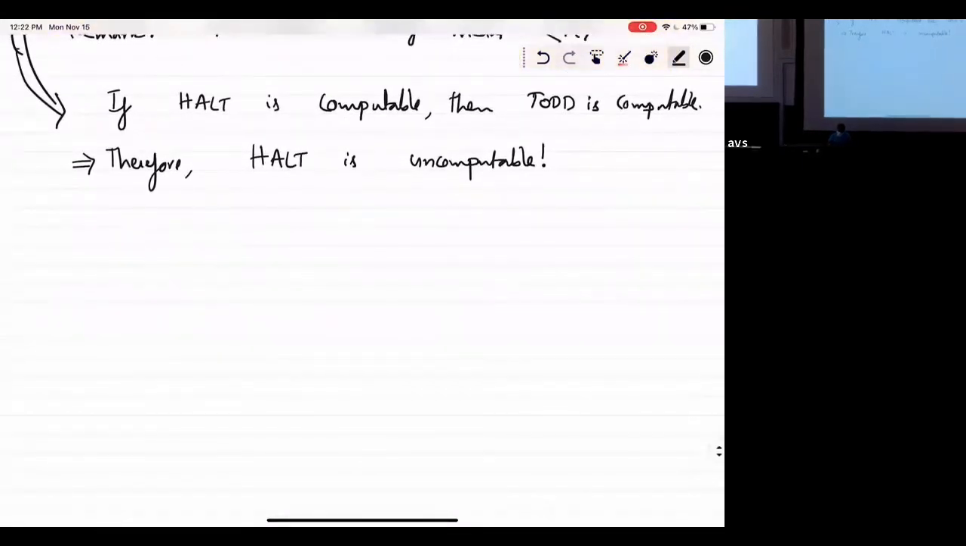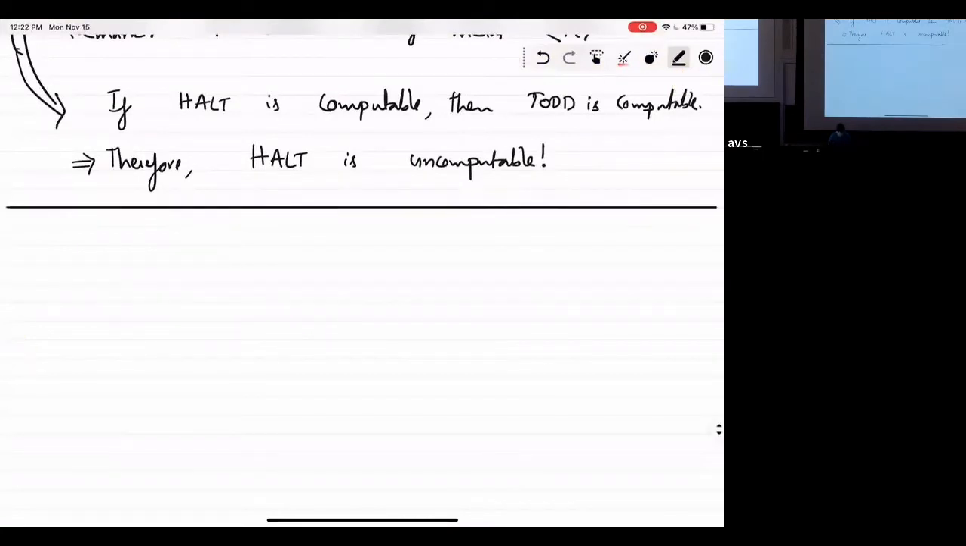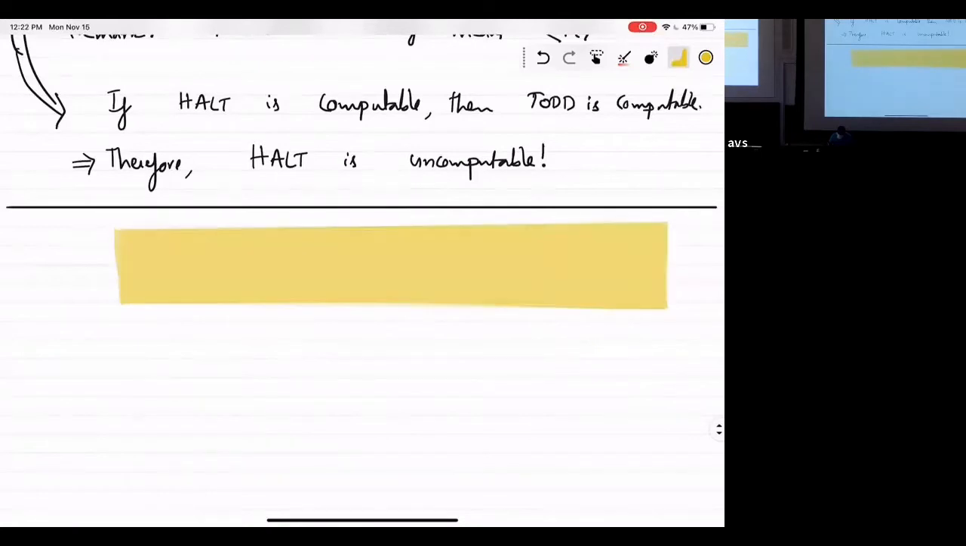So let's maybe understand this a little. We showed that halting is uncomputable, but let me ask you, is halt really hard?